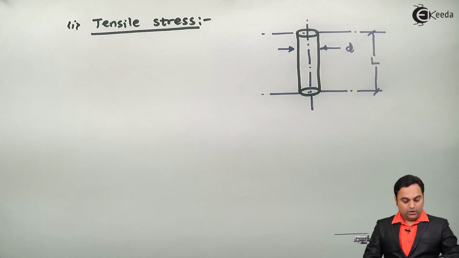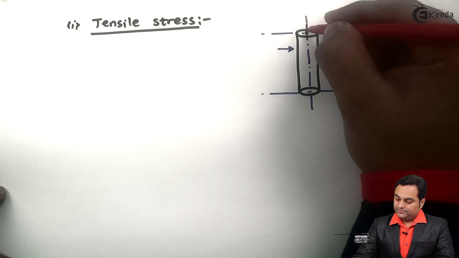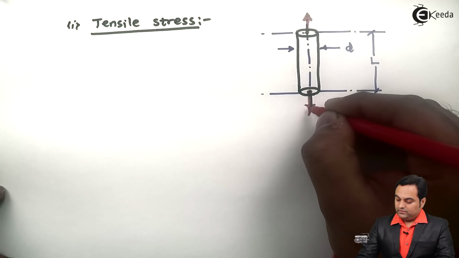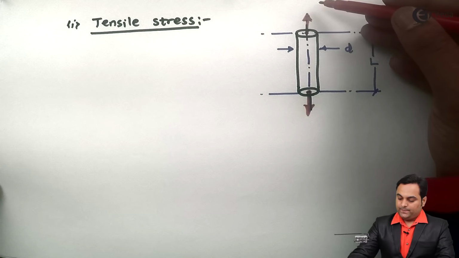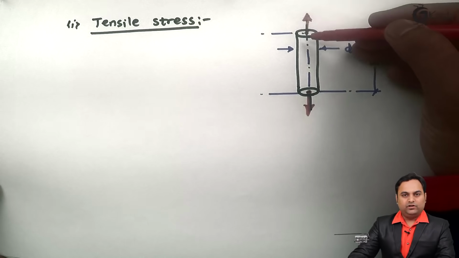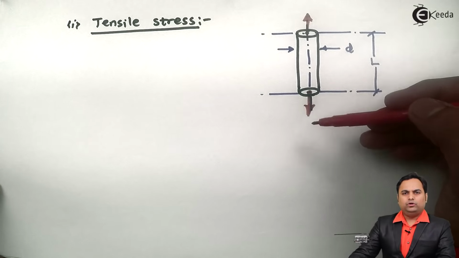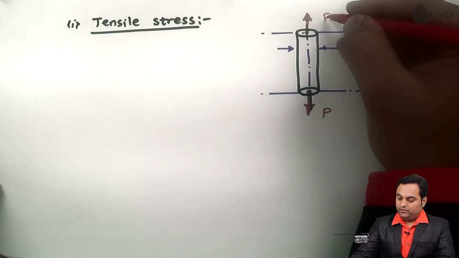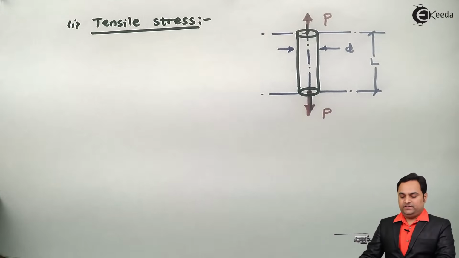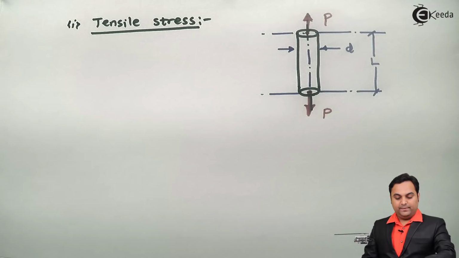Now, when I'm talking about tensile stress, the load is also tensile in nature. From this diagram, this arrow shows that this rod is subjected to an upward force, and here the rod is subjected to a downward force. So this becomes a pull type of loading. This is the load denoted by P. The value of load is the same on both sides, but their directions are different.